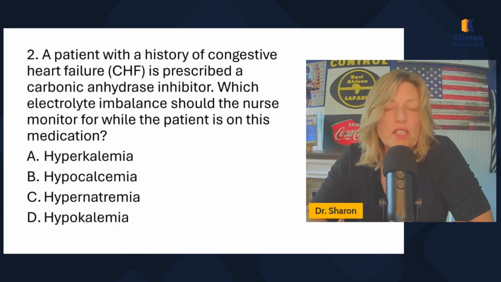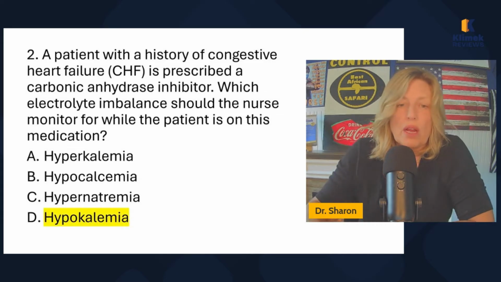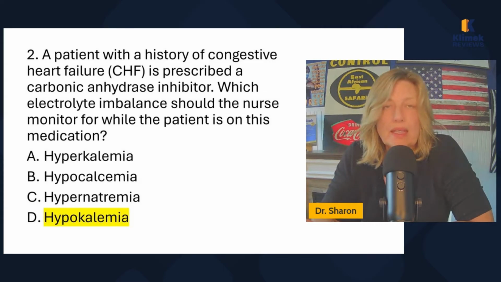2, a patient with a history of congestive heart failure is prescribed a carbonic anhydrase inhibitor. Which electrolyte imbalance should the nurse monitor for while the patient is on this medication? Hyperkalemia, hypocalcemia, hypernatremia, hypokalemia. Well, it can cause diuresis, right? A carbonic anhydrase inhibitor causes diuresis. And when you have diuresis, you can watch for hypokalemia.